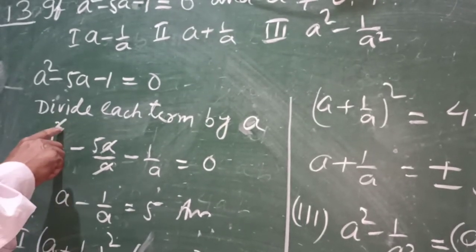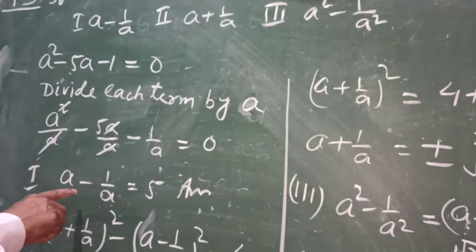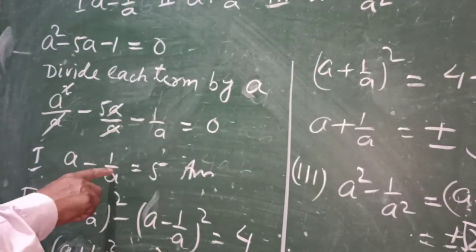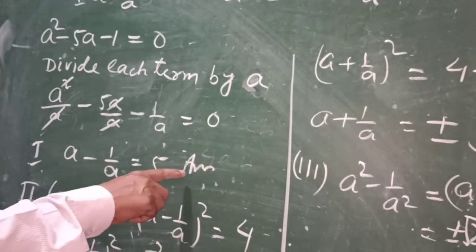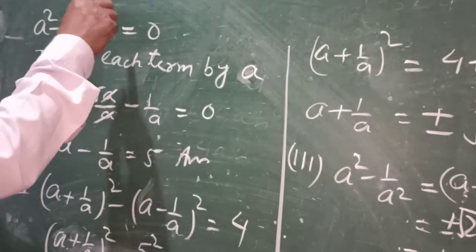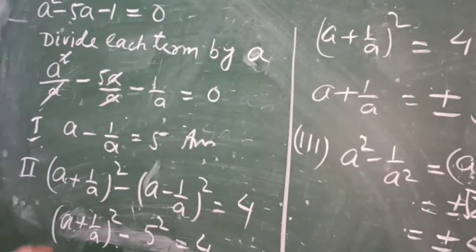Now a and a square cancel, a and a cancel. You will get here a minus 1 by a is equal to 5. This is the answer of the first question. Second question, how will you find it?